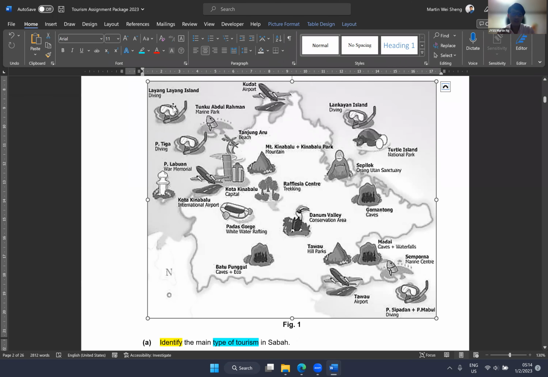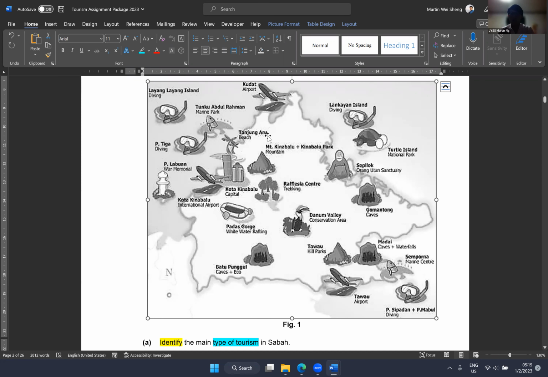Okay, so what do we see in this picture? We see there are things like diving. Okay, there is a war memorial. Okay, then other than that, you can see things like whitewater rafting, cave plus eco. Eco refers to ecotourism, right? You haven't learned this yet, but later on in the chapter we'll talk about it. Okay, then there is the Mount Kinabalu plus Kinabalu Park. Okay, so mountain climbing, beach holiday, then there are trekking and so on.